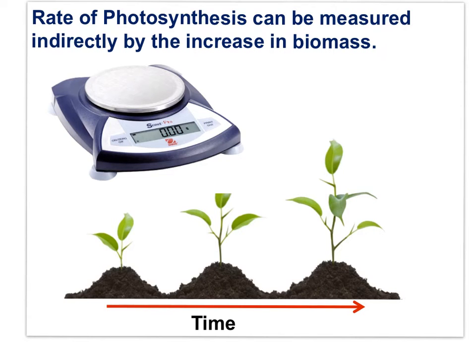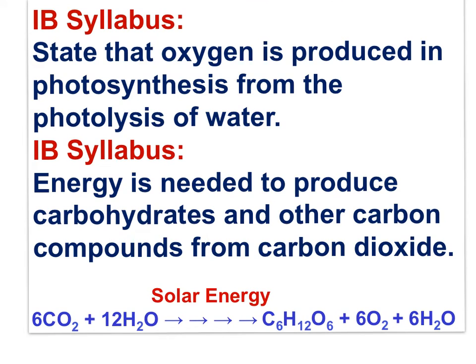And the rate of photosynthesis can be measured indirectly by the increase in biomass over time. Measuring mass is an indirect measure of photosynthesis because change in mass is not solely a result of photosynthesis, but a result of the balance between photosynthesis and respiration. So now, let's dig into these 2 IB syllabus statements.